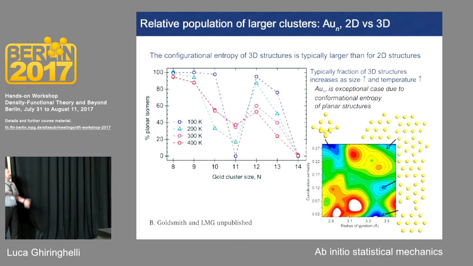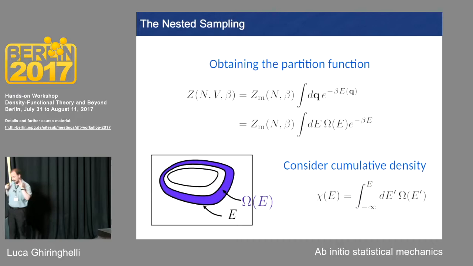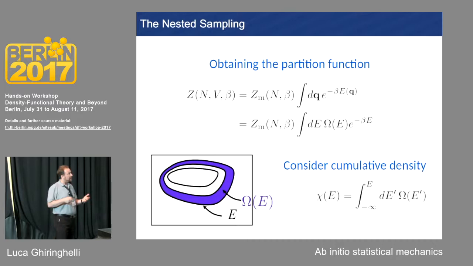And this would be the outcome of this work, in which the system undergoes a transition from 2D on this side to 3D on this side, as a function of size and as a function of temperature, with a very peculiar behavior of size 11 that comes out of the simulation. So I will not insist too much, because I want to go to the last method that is also the latest that has been proposed in literature. So it's not fully established, but it is very promising.